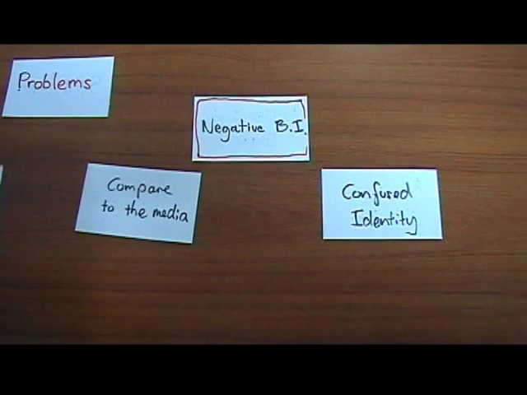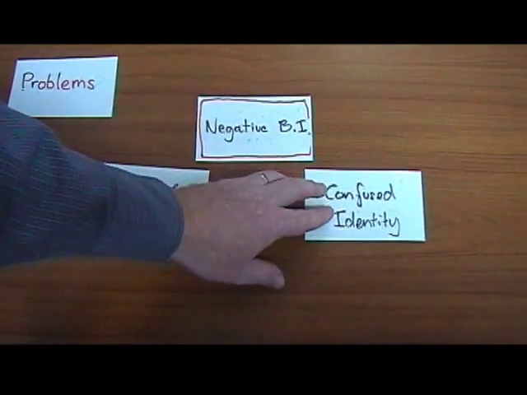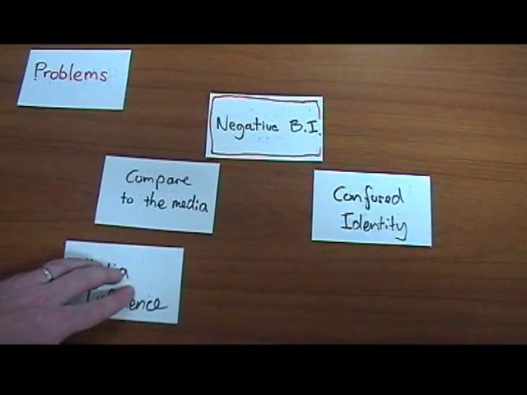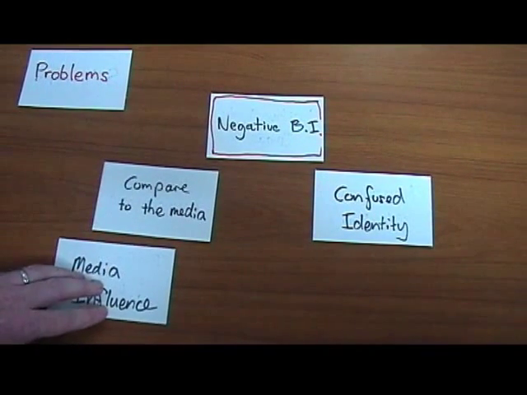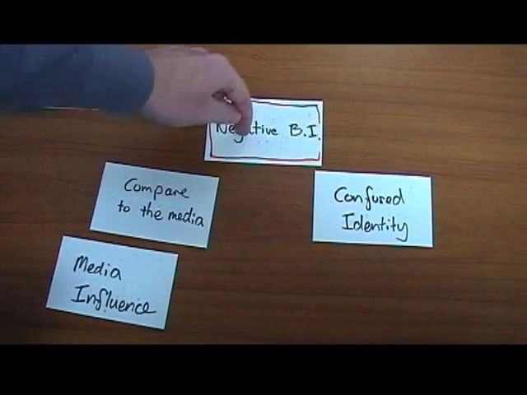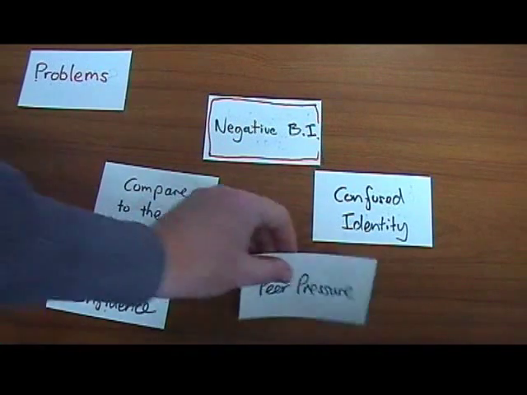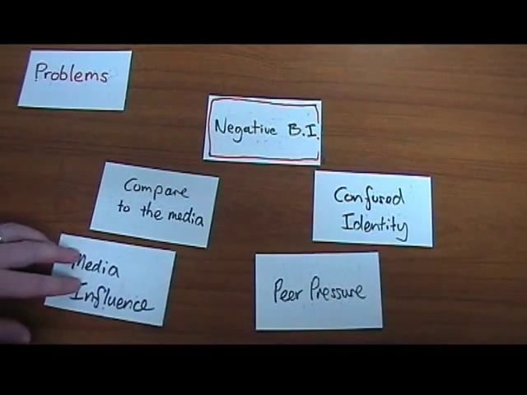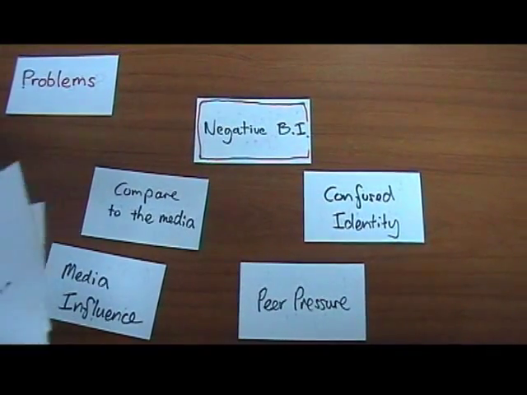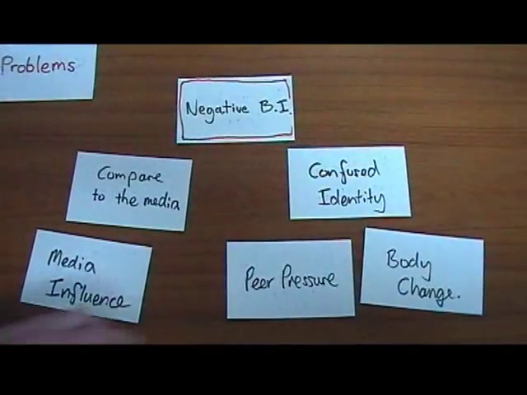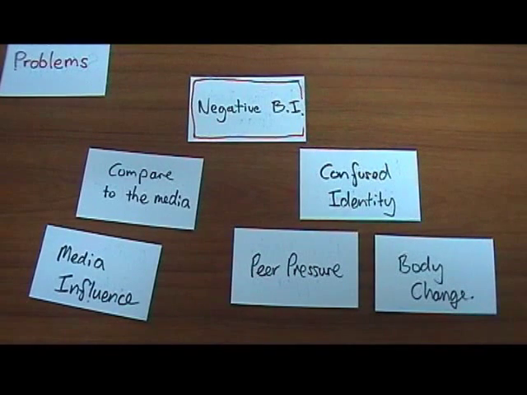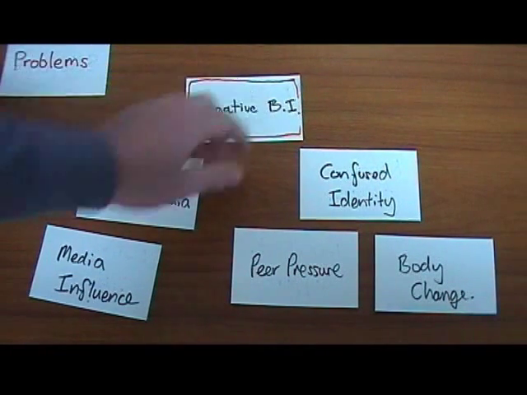And what are some of the things that lead to a confused identity? What are some of the things that lead to comparisons with the media? Well, there's media influence, obviously, from television and the movies that affect young people and how they see themselves and compare themselves, which can lead to a negative body image. Peer pressure is another factor, which can lead to a confused identity, which can lead to a negative body image. And obviously the body is changing, which can lead to confused identity, which can lead to negative body images. Okay, so these are some of the root causes of a negative body image that I've identified.